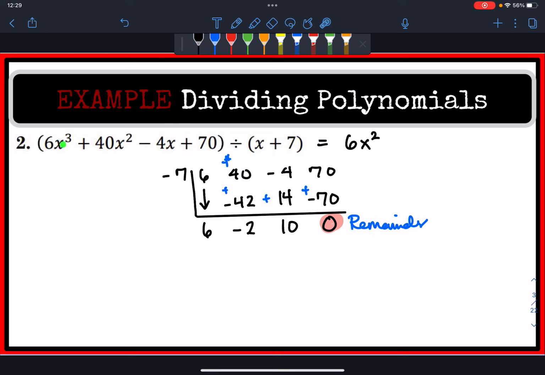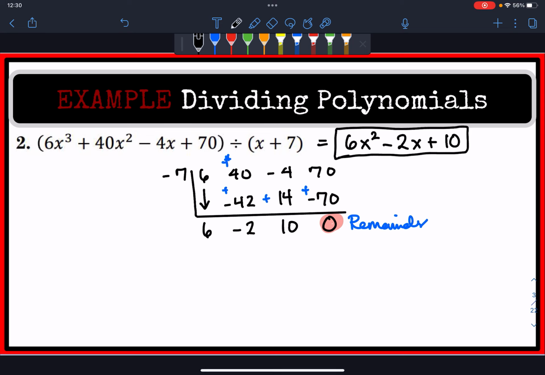It's always going to start 1 degree less than what the dividend started off with. Since it was degree 3, our quotient starts with degree 2, and then it just simply decreases in that order. So it's positive 6x to the second minus 2x to the first. Our last term is our constant, and because the remainder was 0, we could omit the remainder and ignore that, and this right here would be our solution.